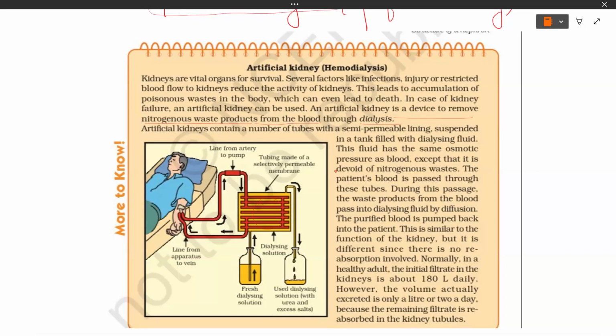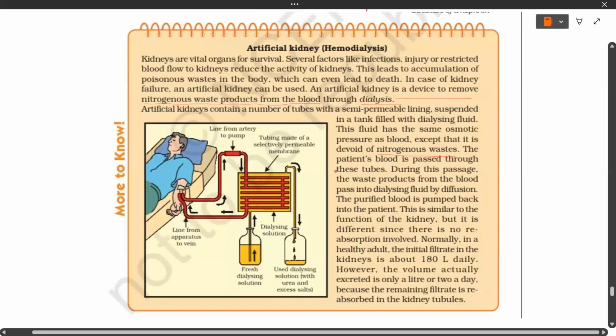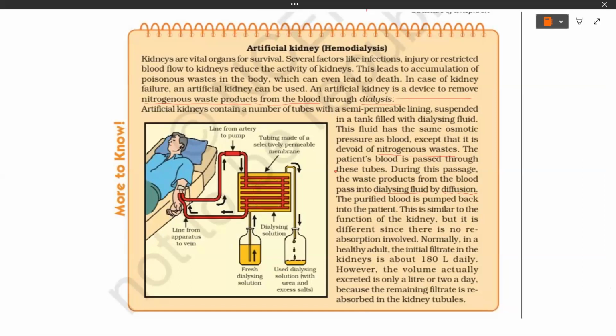But there is one thing: this dialyzing fluid does not have nitrogenous waste, whereas the blood has the nitrogenous waste. So the nitrogenous waste from the blood will move to where the concentration is low. In that way, the nitrogenous waste will be moved out of the blood and finally go into the dialyzing fluid by the process of diffusion. And then when the blood is purified, it is pumped back into the patient.